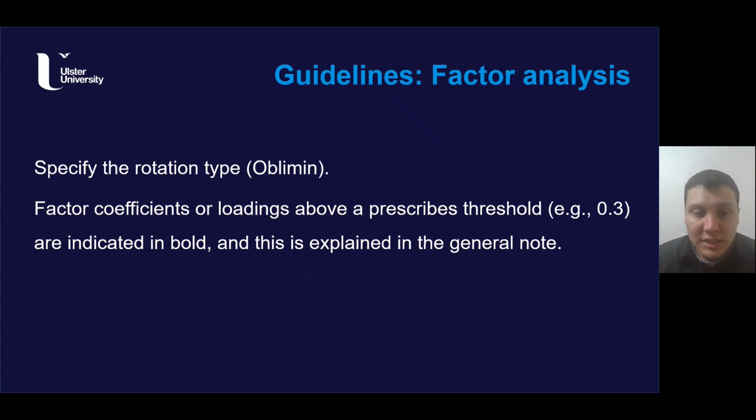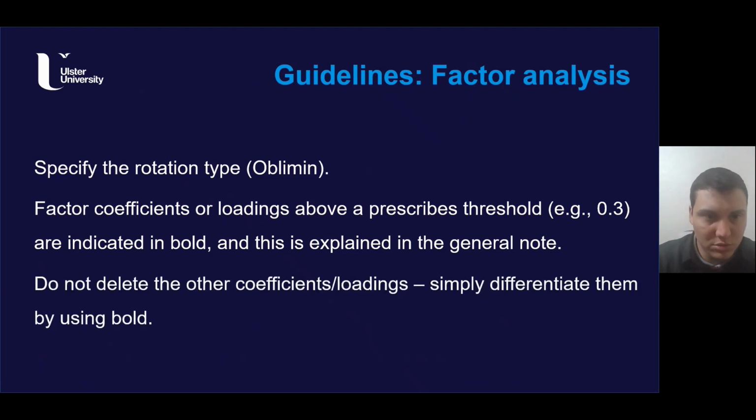It might intuitively seem easier to spot this by erasing the factor loadings below the threshold. So you can see exactly that these are the only items loading that much to that factor. But in APA, we don't do that. We keep all of them in there and just mark in bold if they are above the threshold, right? So as I said, we don't delete the other coefficients or loadings. We simply differentiate them by using bold.